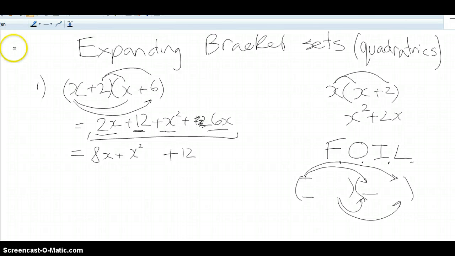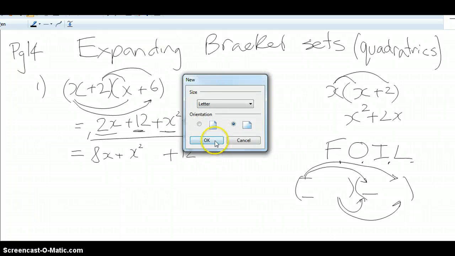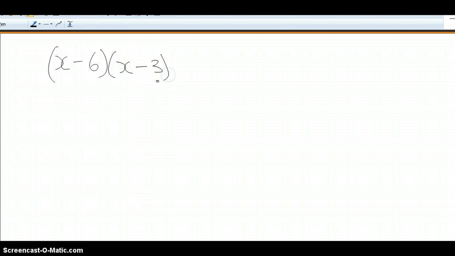This was question 1 on page 14. I'm now going to jump to question 6 on page 14. Looks like this. X minus 6 bracket x minus 3. I've chosen this one because of the minuses in it.